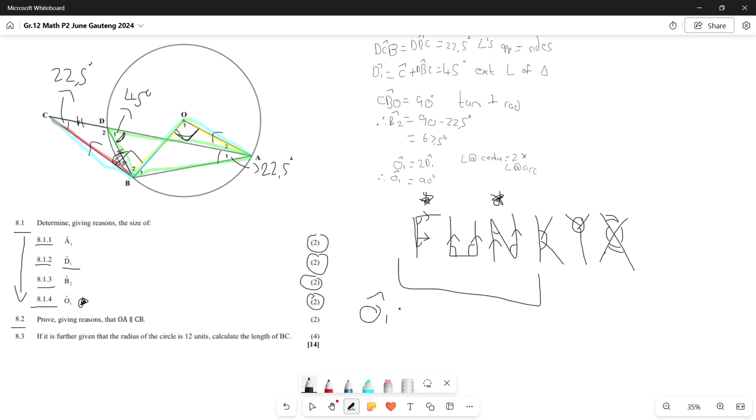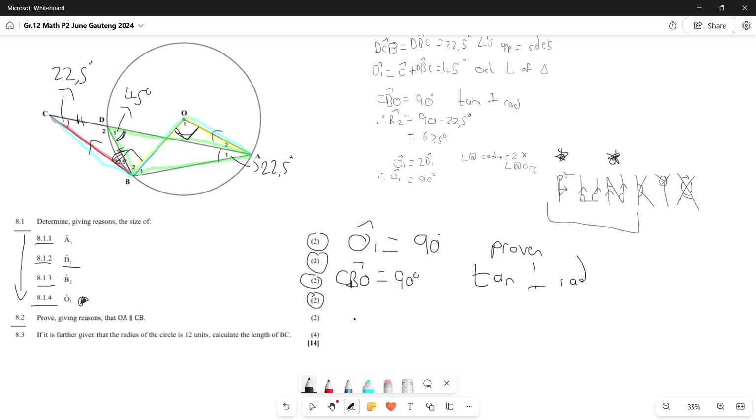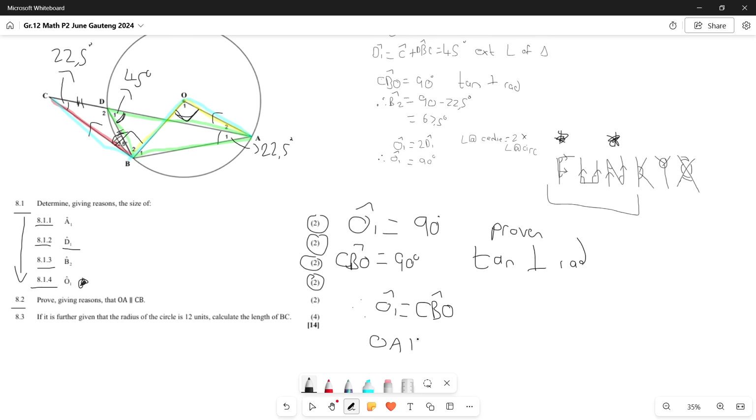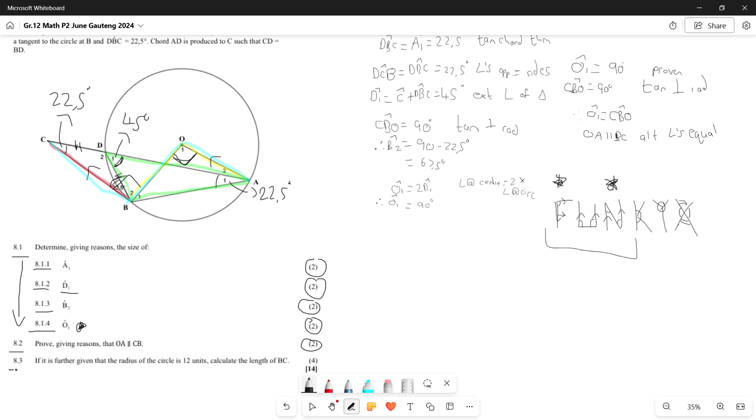So all we have to write is that O1 equals 90 degrees because this was proven here in 8.1.4. So we can just write proven, and CBO equals 90 degrees. We could either say proven or we could say tan perp rad over there. And therefore angle O1 equals angle CBO. And that is exactly what we needed to prove that OA is parallel to BC, because these angles are equal, and that is because alt angles equal. Great. And that just earned us 2 marks over there.